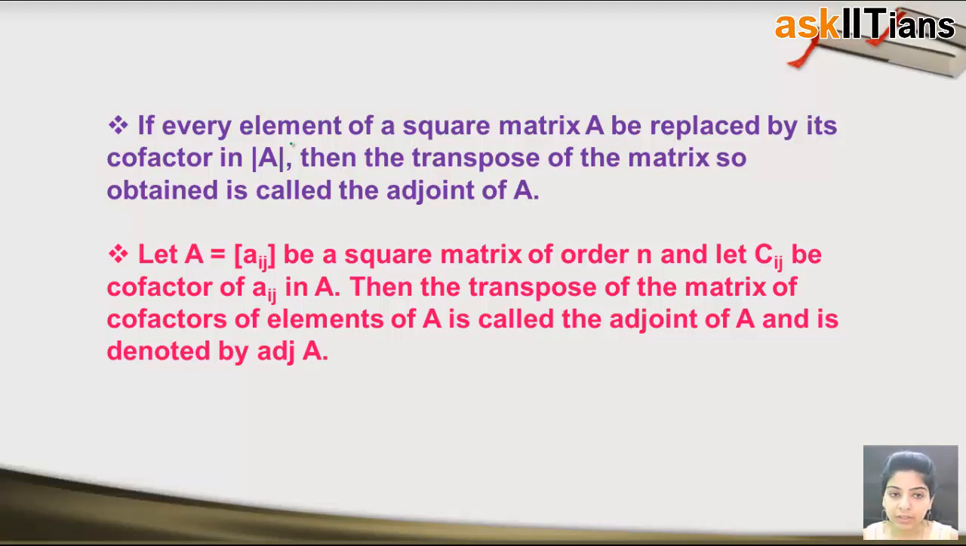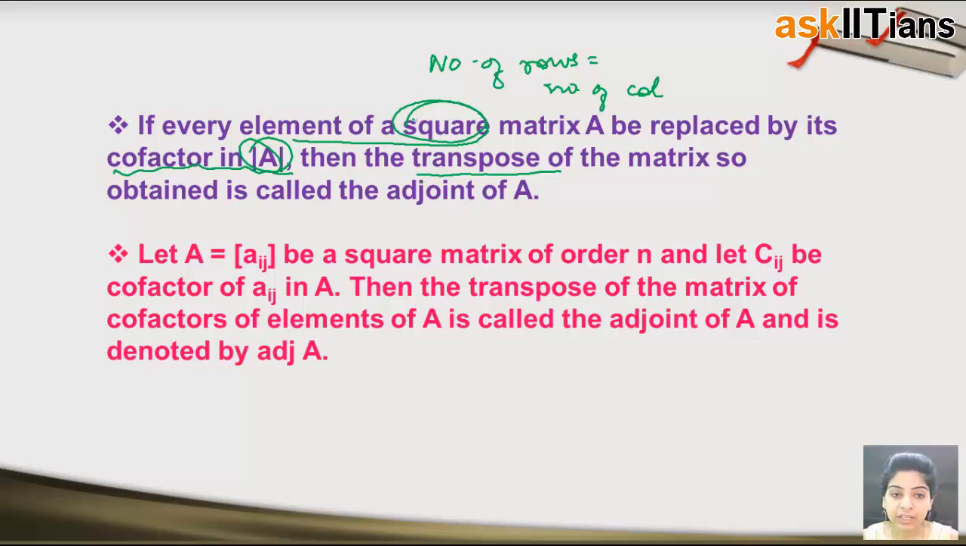So when we say adjoint of a matrix, if every element of a square matrix (by now you must be knowing, number of rows equal to number of columns) A is replaced by its cofactor in determinant of A, this is the sign of determinant, then the transpose of the matrix obtained is called the adjoint. It's necessary that you should be knowing all these terms: what is a square matrix, and we have cofactors, determinant and transpose. Only then will you be able to understand the concept of adjoint.